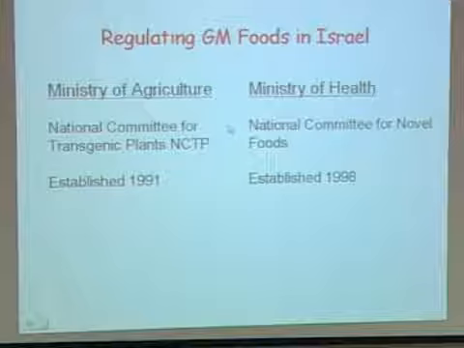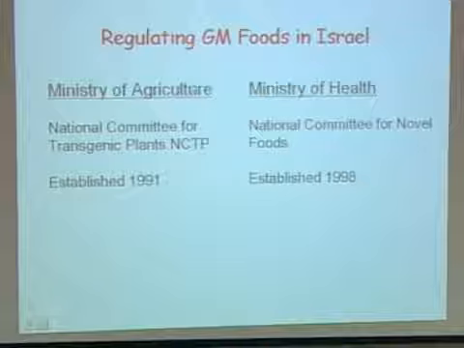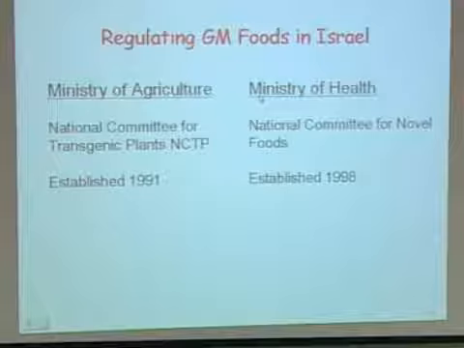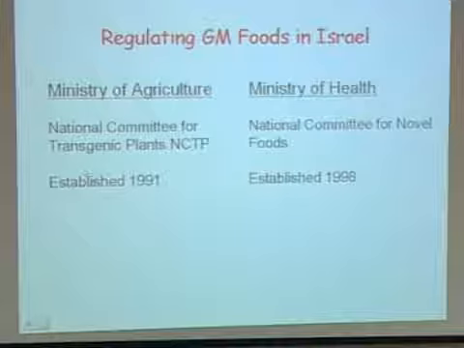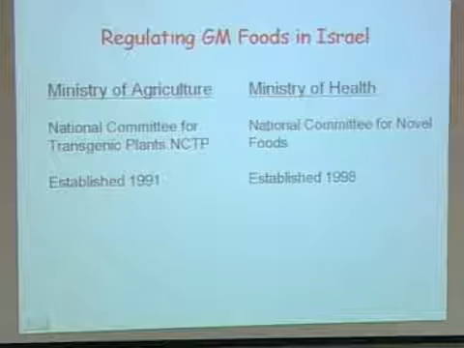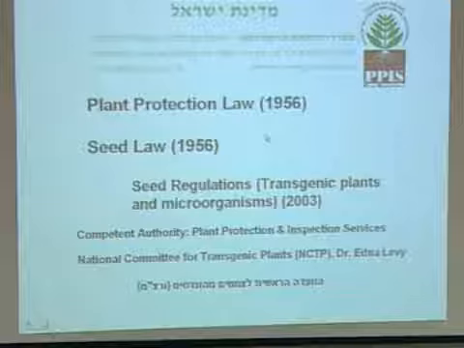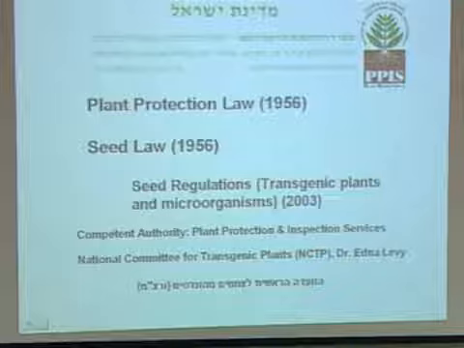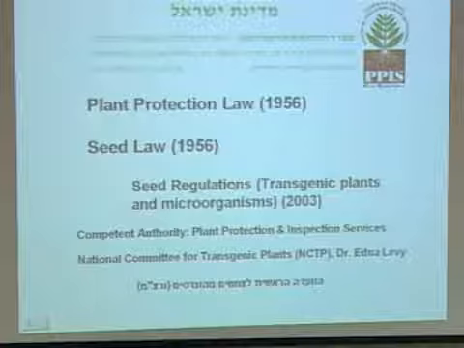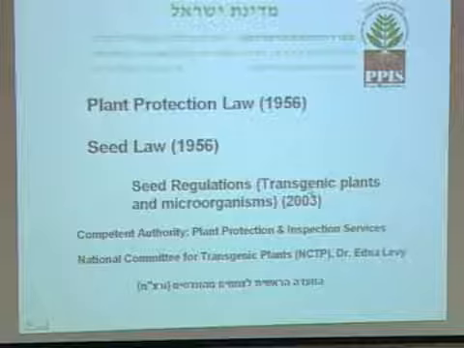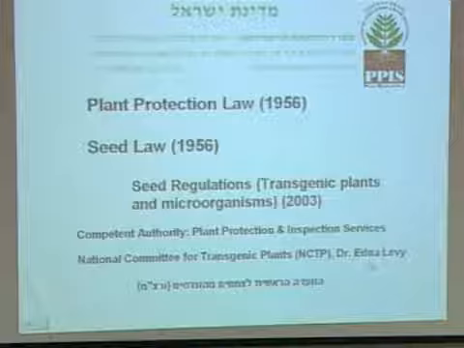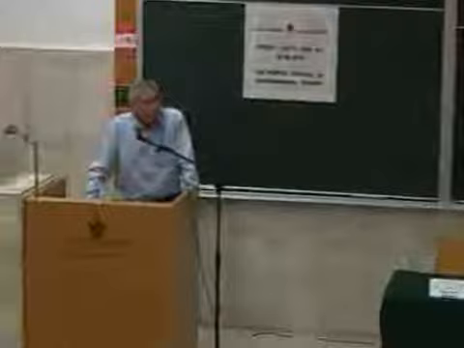Let's go briefly over the regulation in Israel. There are only two ministries, the Ministry of Agriculture, which is most active, and the Ministry of Health. The Ministry of Agriculture established in 1991 the National Committee for Transgenic Plants, and the Ministry of Health, through a Functional Committee of Novel Foods. The regulations in the Ministry of Agriculture are derived from two laws, the Plant Protection Law and the Seed Law, and the seed regulations, which relate to transgenic plants, went into effect a few months ago. Dr. Edna Levy is the chairperson of this committee, leading this activity. Eight out of 13 members of the committee are public representatives, including the Green Movement.